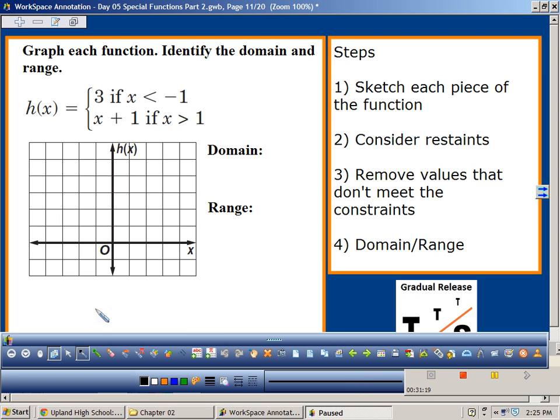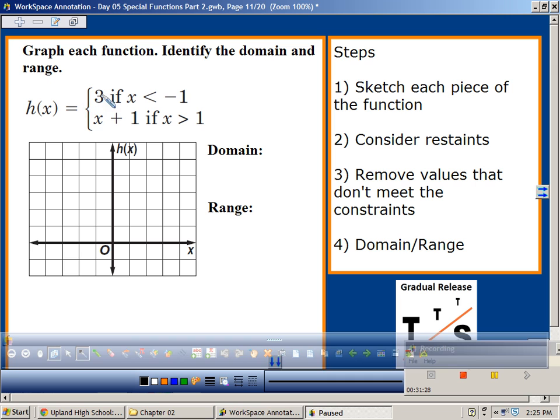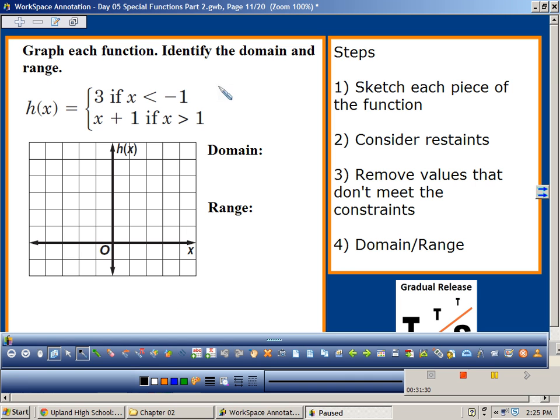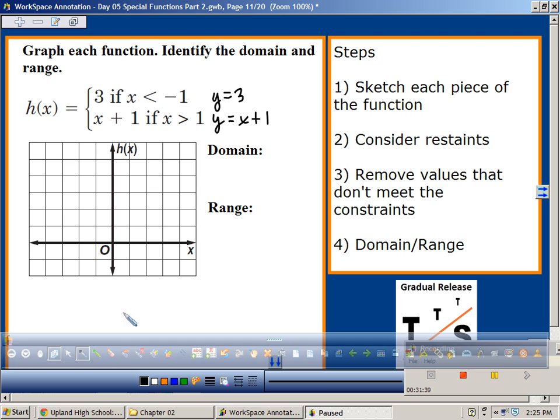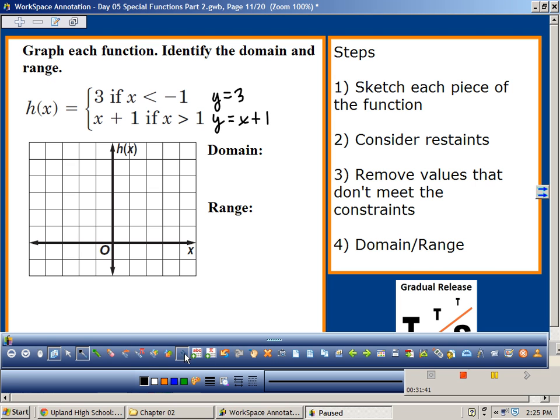Let's do one together. Don't let this scare you. Didn't I say this just means y equals? So this means y equals 3 and y equals x plus 1. What kind of line is y equals 3? So horizontal line. So isn't that just 1, 2, 3? Isn't that just this? But x can't be less than 1.